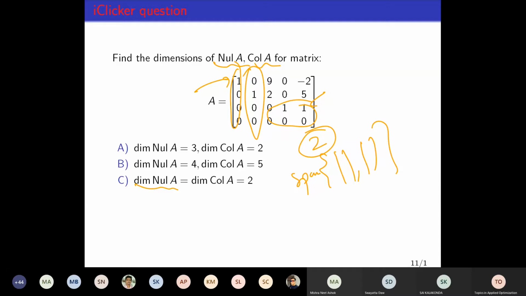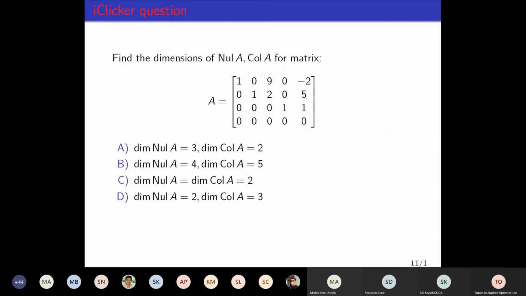Fourth column. Okay, let's see. Yes, fourth column is a pivot. Yes, fourth column is also a pivot, right? So first column, second column, and fourth column you have to pick. I'm mixing with this other example, right? Because this is also a pivot. So three in column space are there, and two in null space are there.